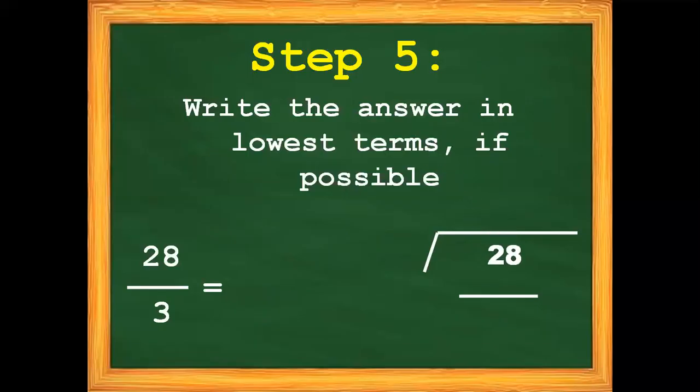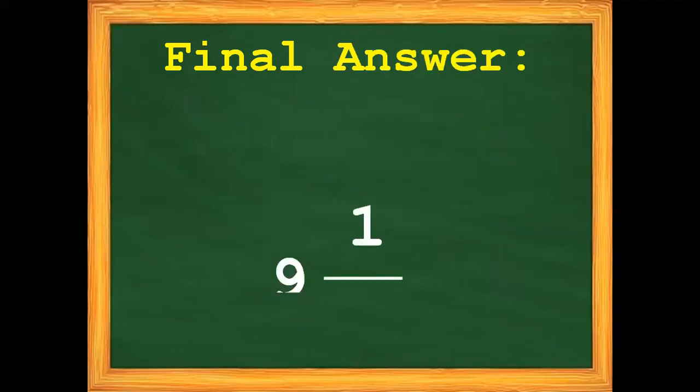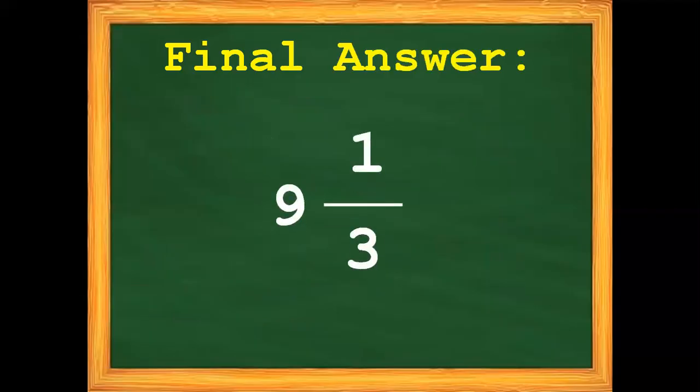So we have 28 divided by 3. So 28 divided by 3 will give us 9. So 9 multiplied by 3, the answer is 27. So 28 minus 27, the answer is 1. So the mixed number for 28/3 is 9 and 1/3. So our final answer here is 9 and 1/3.